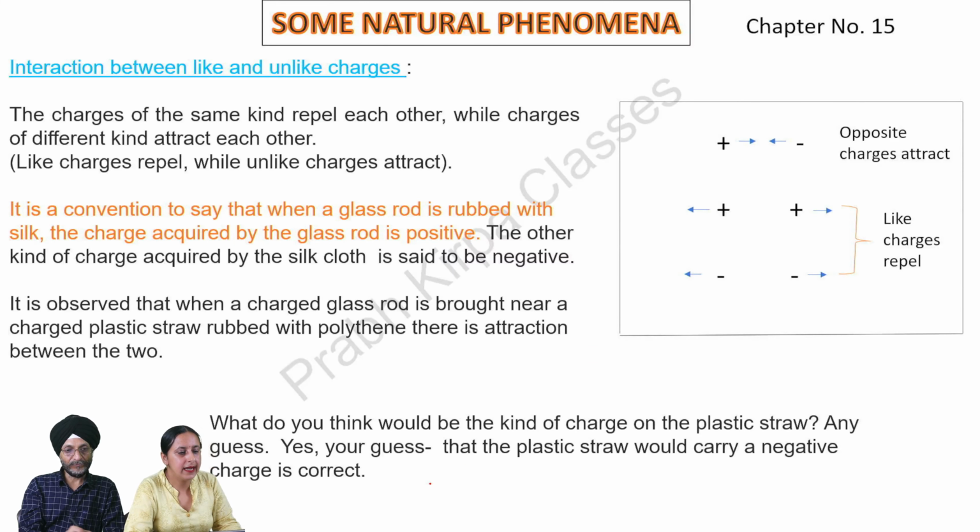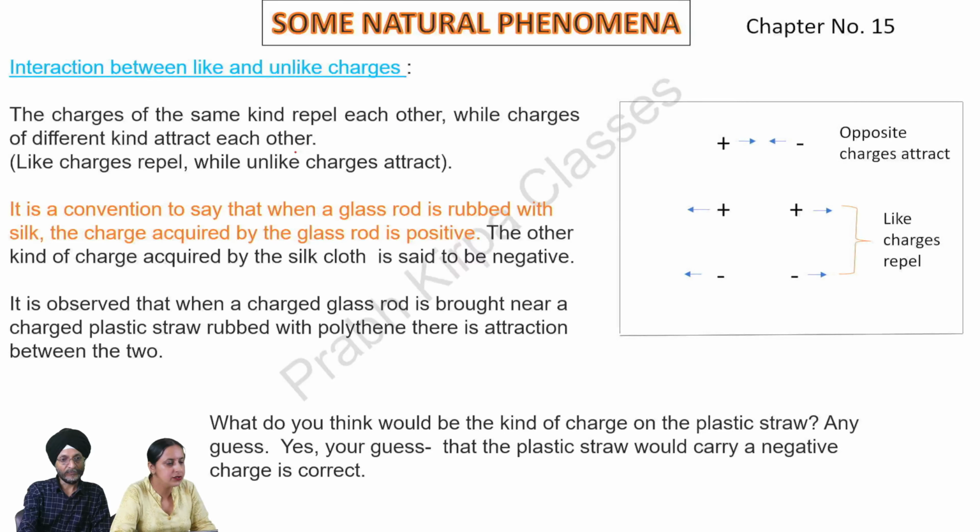Interaction between like and unlike charges. The charges of the same kind repel each other, while charges of different kind attract each other. Like charges repel, while unlike charges attract. It is a convention to say that when a glass rod is rubbed with silk, the charge acquired by the glass rod is positive. The other kind of charge acquired by the silk cloth is said to be negative.